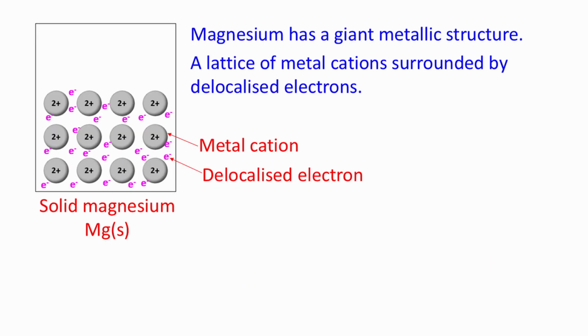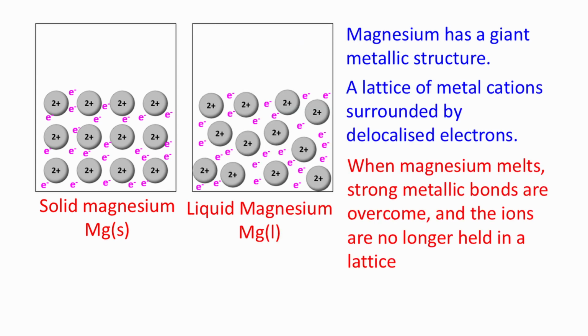Now, let's take a look at magnesium in the solid state. Magnesium has a giant metallic structure. A lattice of metal cations is surrounded by delocalized electrons. Magnesium does not contain molecules in any state. When magnesium melts, strong metallic bonds are overcome and the ions are no longer held in a lattice.